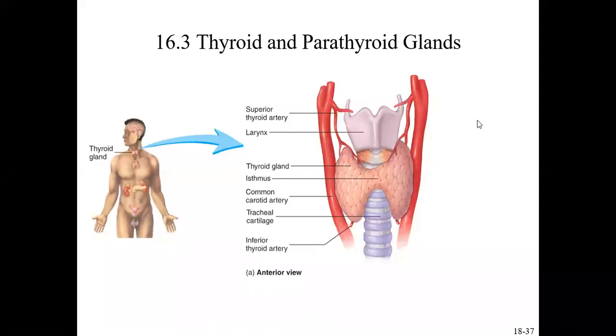In this video, I want to go over a few things in Chapter 16, beginning with Section 3 on the thyroid and parathyroid glands. In this picture, you can see where the thyroid gland is located. It is in the neck, just below the larynx or the voice box. You see a gland tissue here called the thyroid gland. We're going to talk about three main hormones that the thyroid gland produces.